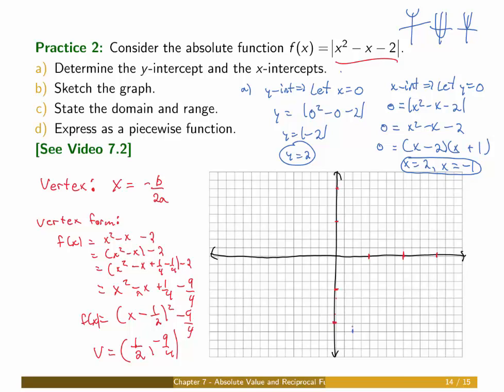Then you're going to plot your intercepts. One's at 2, the other one's at negative 1. Okay, so we have 1 here. I'll make these bigger. Okay, you already can kind of graph this. The y-intercept is at 2. This is the y-intercept for the absolute value function, which will be up here.